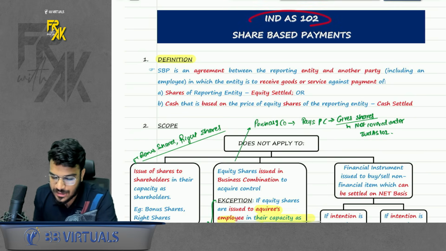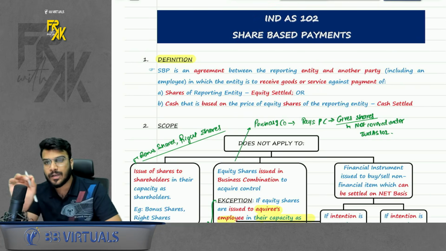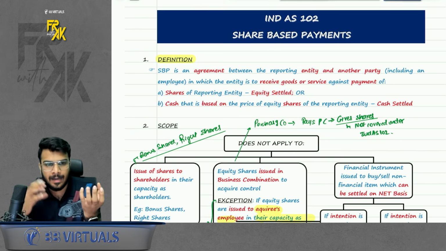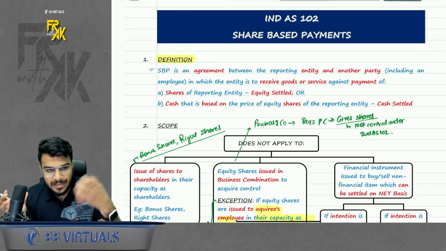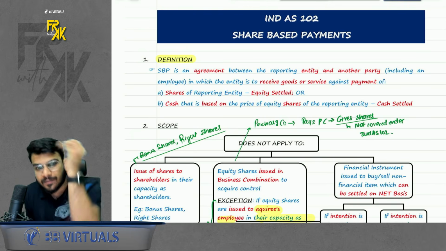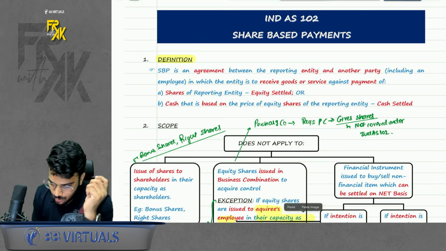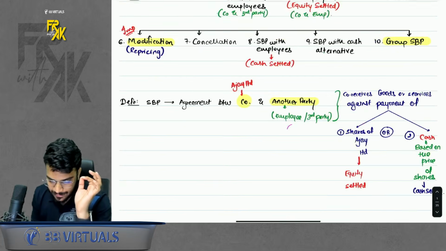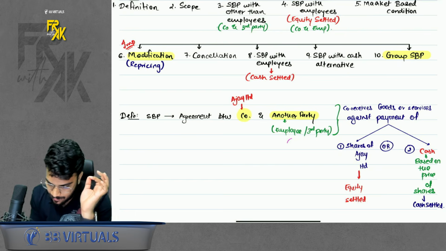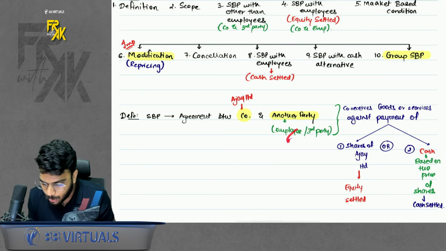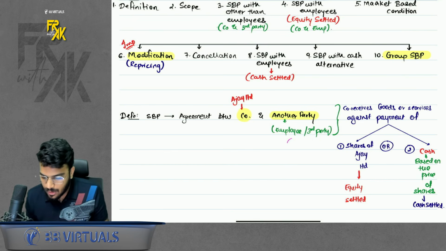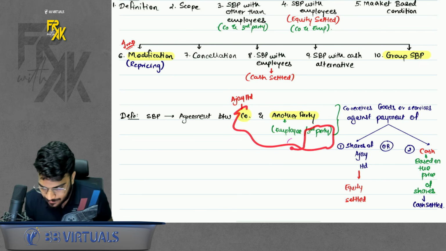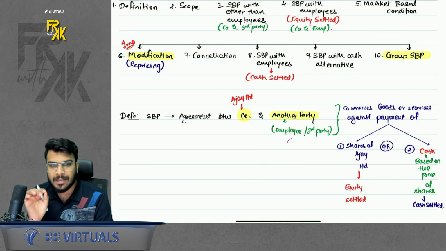First of all, Ind AS 102 is named share-based payment. What is the meaning of share-based payment? It is nothing but an agreement between a company and another party, where the company receives goods and service and in exchange it gives shares to the other party. That other party can be an employee or a third party. So share-based payment can be between company and employee, or between company and a third party. Now the share-based payment can be of two types.